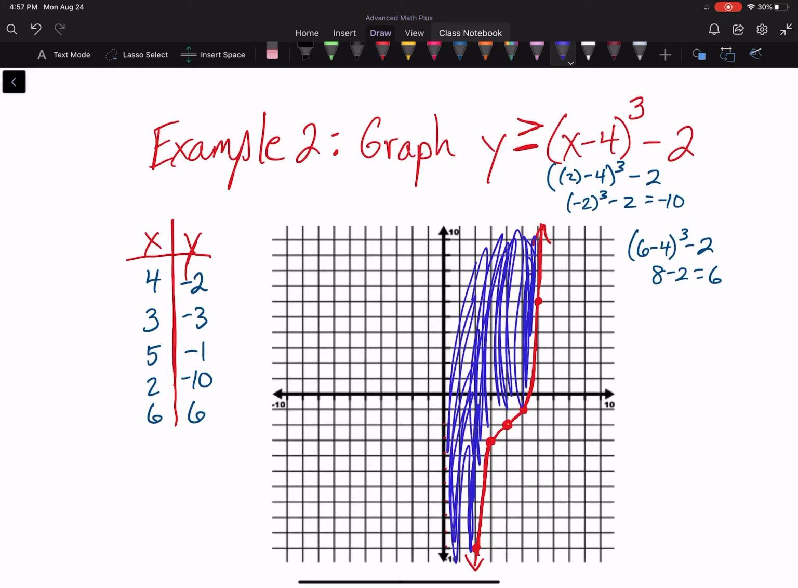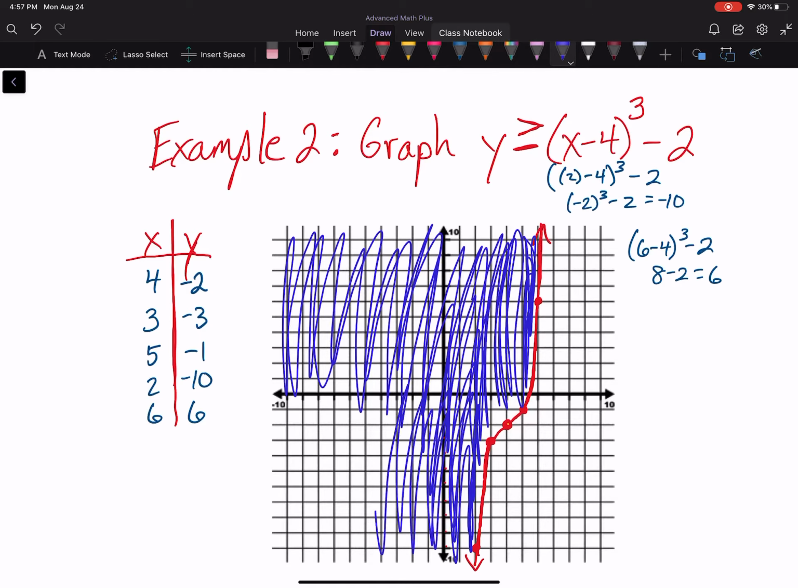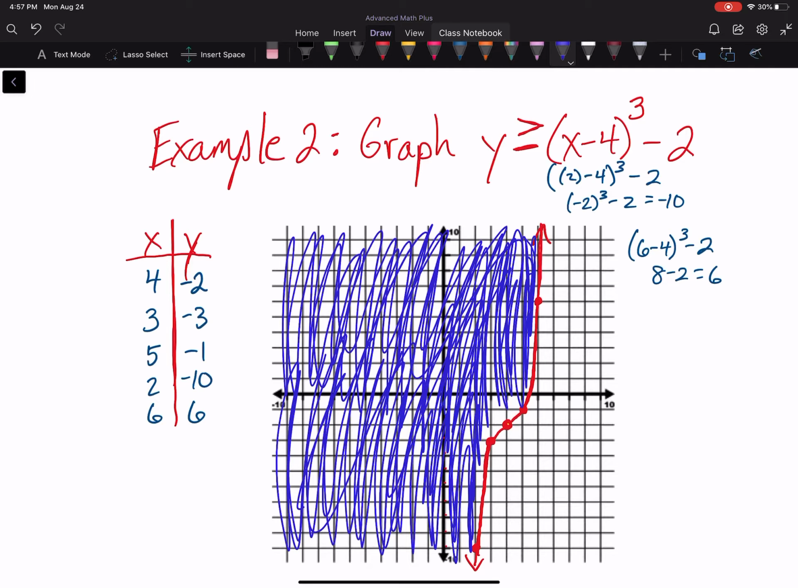Excuse me while I shade, it's not very pretty, but that would be your inequality. Remember, anytime you have an inequality, there's going to be shading involved when you're talking about graphing it, okay? So everything above this line works.